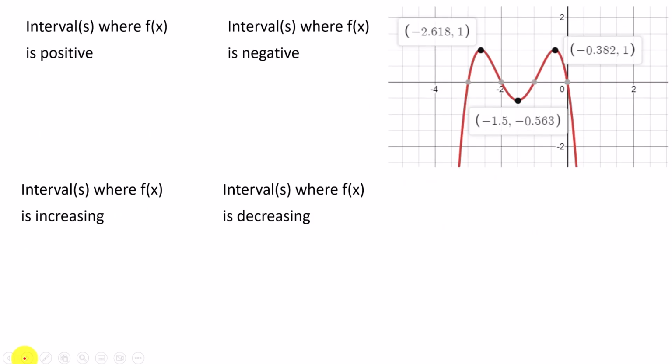So now I want you to be really careful with this. And I want you to look at this graph and I want you to find the intervals where f of x is positive and then the intervals where it's negative. Okay, so take a minute and then check your answer with me.